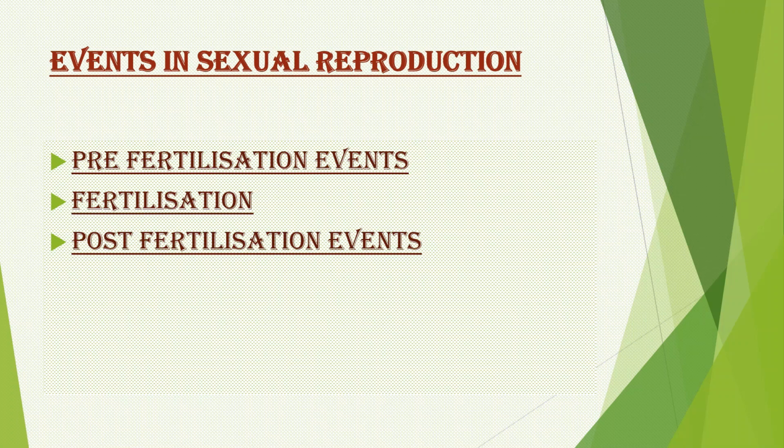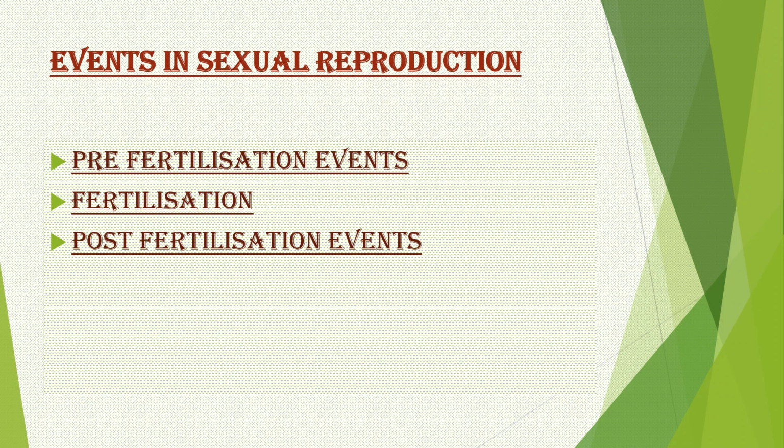So the events in sexual reproduction, since fertilization is a very important event, meaning before and after fertilization, that is pre- and post-fertilization events, we will study sexual reproduction in three categories. The first is pre-fertilization events. So what happens before fertilization?